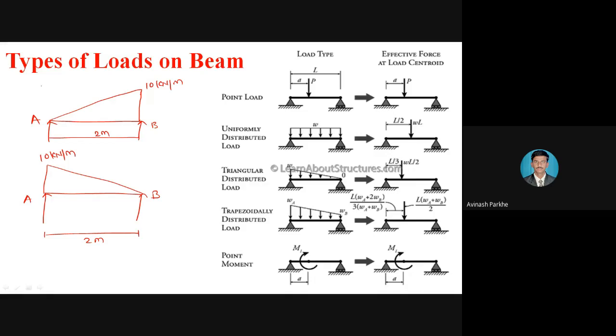In figure number 1 and figure number 2, here the intensity of load increases from point A to B. At A it is 0, at B it is 10 kilonewton meter. Therefore this load is called a UVL. In the second figure, the intensity of load decreases from point A to B. At A it is 10, at B it is 0. So in figure number 1 the intensity of load increases at a constant rate, and in the second figure the intensity of load decreases.